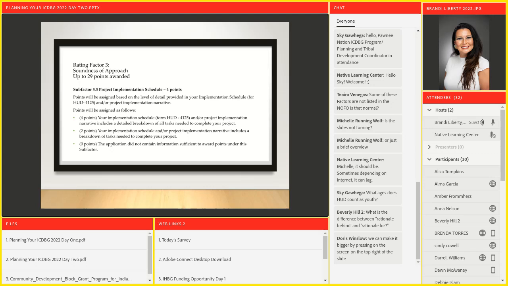4125. And keep in mind that as you're adding in the drawdowns and things like that, the calculations don't always add up, so you need to pay special attention to that. Again, just make sure HUD has given you information on how best to complete that implementation schedule before you submit it.